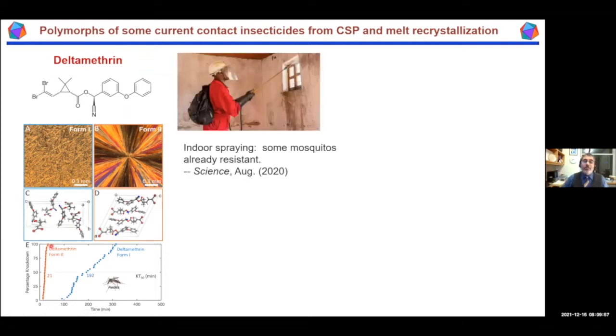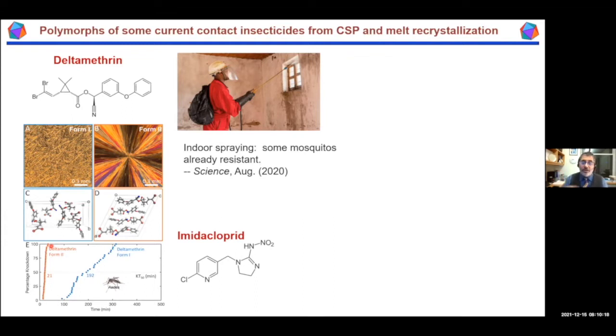Now, unfortunately, mosquitoes are growing resistant to some of these indoor sprays, right, like deltamethrin. And this was an article that came out in Science last year, and it suggests that with this growing resistance, you need to be able to switch compounds and be able to find these interesting polymorphs. And of course, in their hands, they're very good at this.